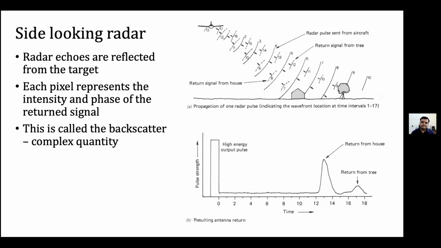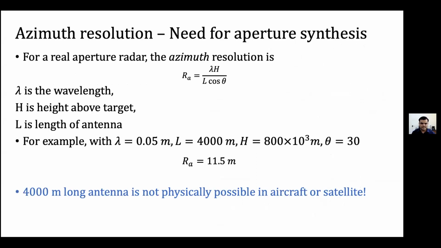And then we get a return from the target. So basically, because of the time delay, we can measure the range distance, and so that's how we can precisely know where exactly the target is on the ground. So what is the need for this synthetic aperture? We have this radar, but why do we need synthetic aperture radar?